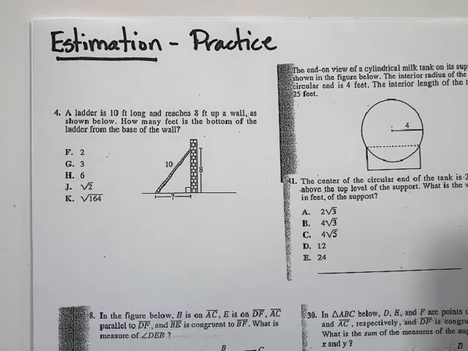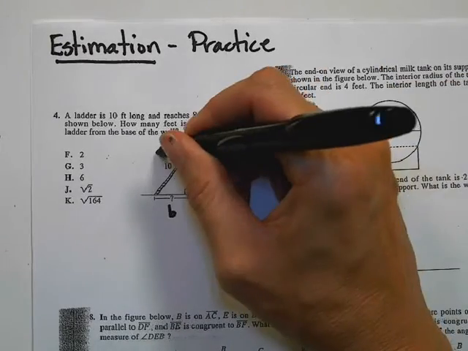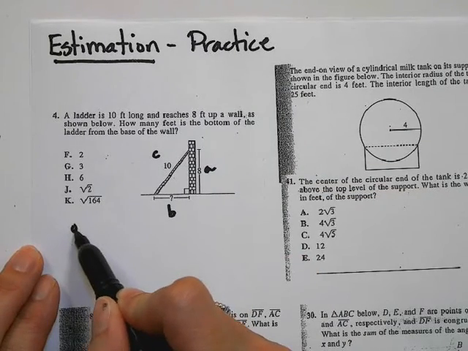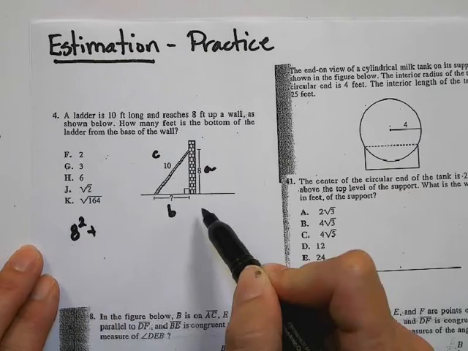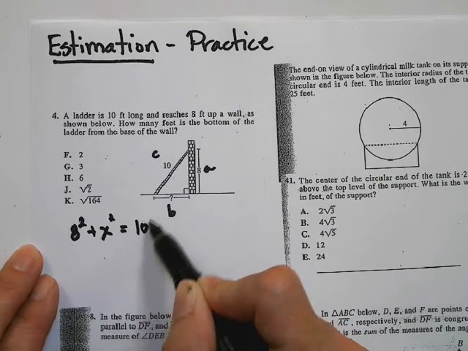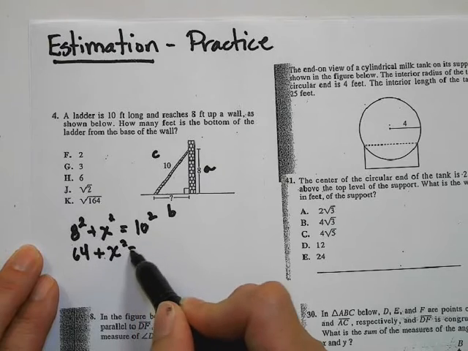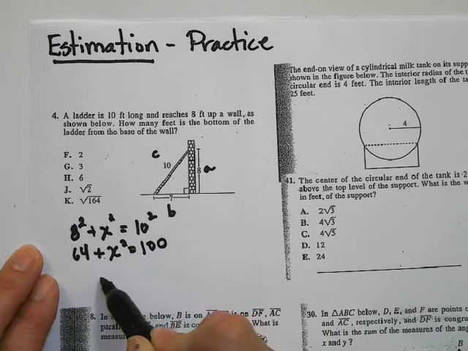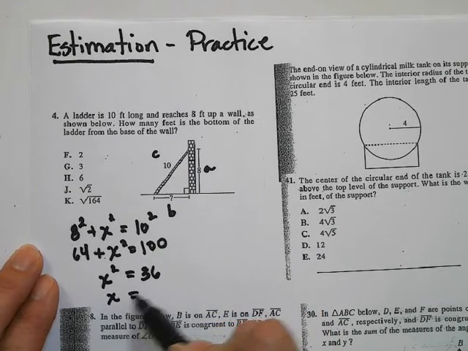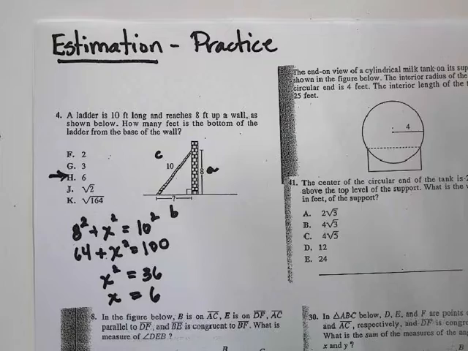This is just your typical Pythagorean theorem question. So, of course, the legs are A and B, and the hypotenuse is C. So we're going to do A squared plus B squared equals C squared. 8 squared plus, we don't know, x squared is equal to 10 squared. So 64 plus x squared gives me 100. Subtract 64 from both sides, I get 36. So the square root of that is 6. My answer then is definitely H.